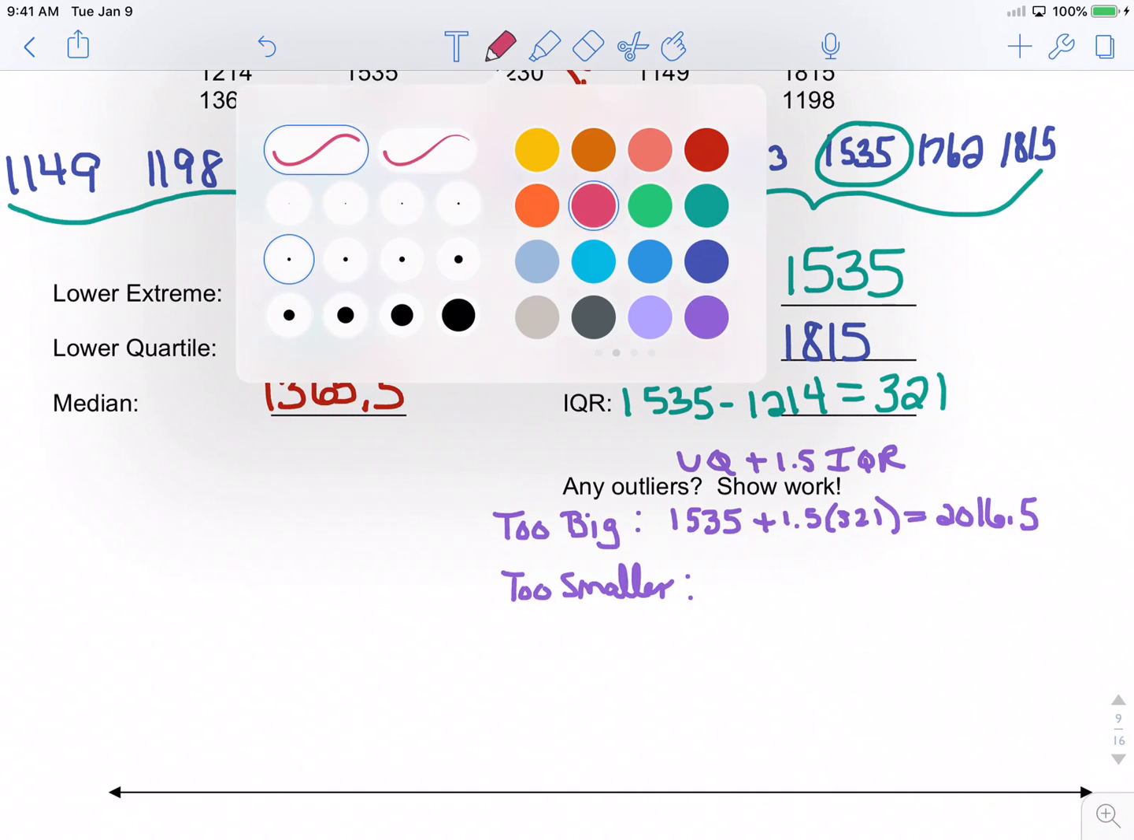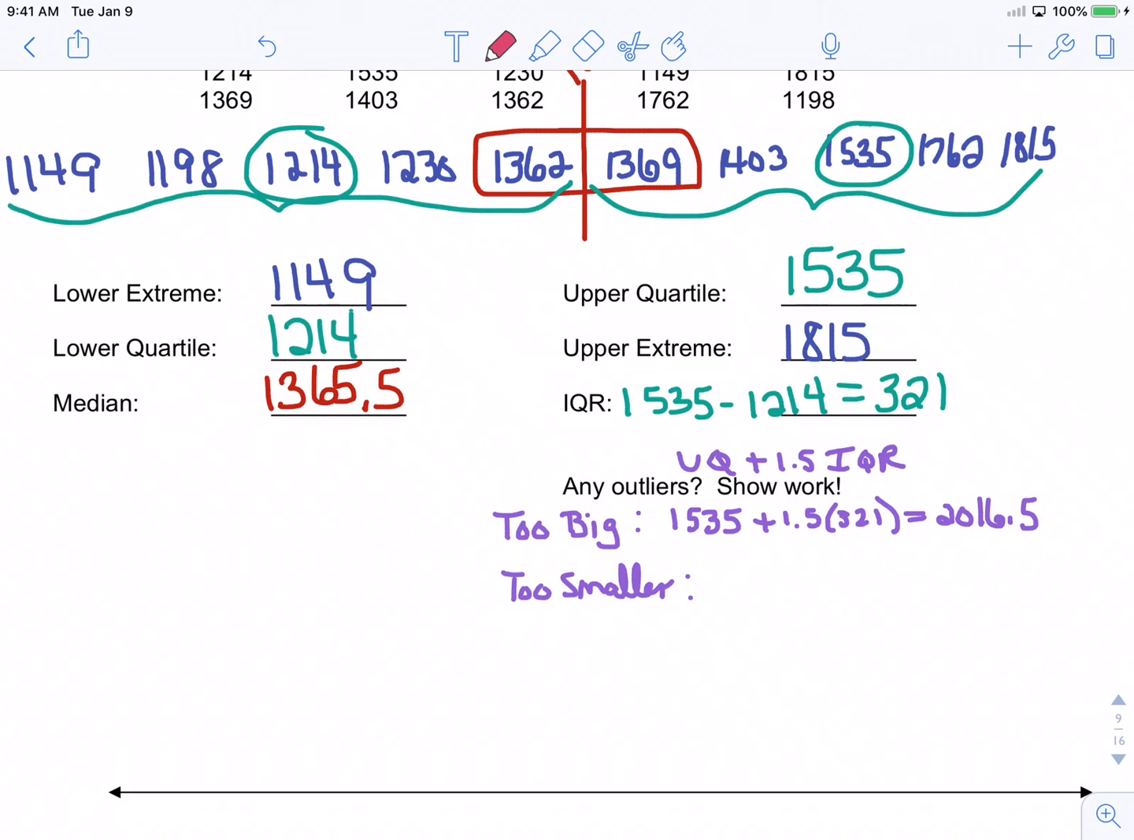So if you look at your group of data, is there a number that is beyond 2016.5? And there is not. So I'm just going to put a little no next to it. There's not an outlier beyond this 2016.5. So there's not an outlier that's too big. Let's see if we can figure out if there's an outlier that's too small.